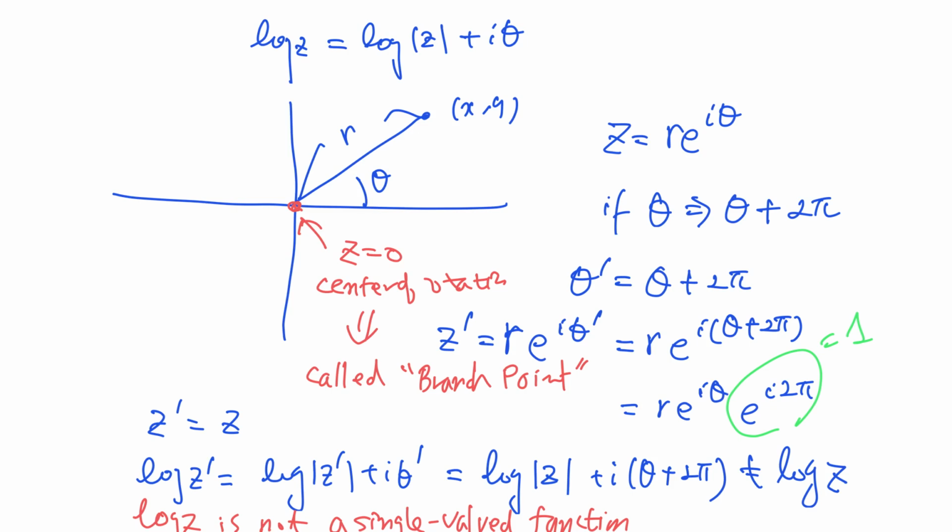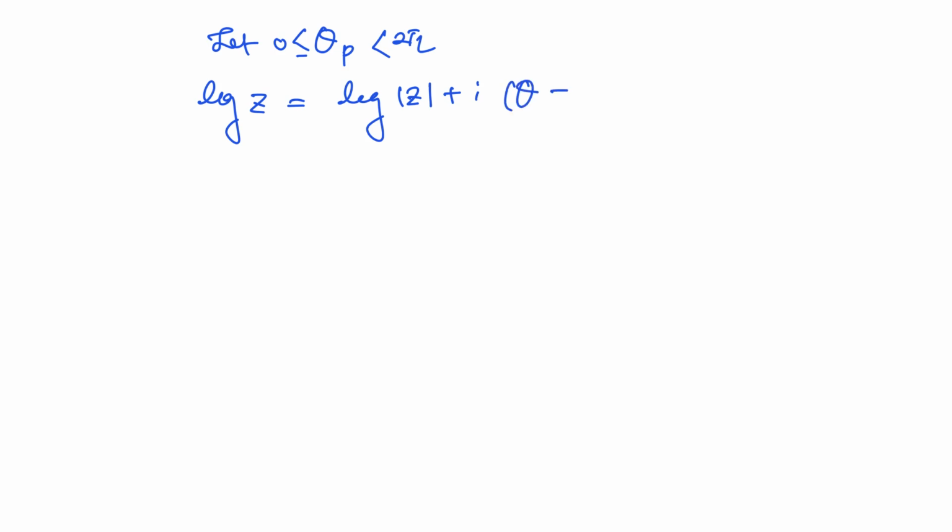So the most general representation of a logarithmic function is, let's confine the principal value theta from 0 to 2 pi, and log z is log absolute z plus i times theta plus 2k pi. k is 0, plus minus 1, plus minus 2. So how many different values of the logarithm are there for log z? Infinite. So log z is not a single-valued function.